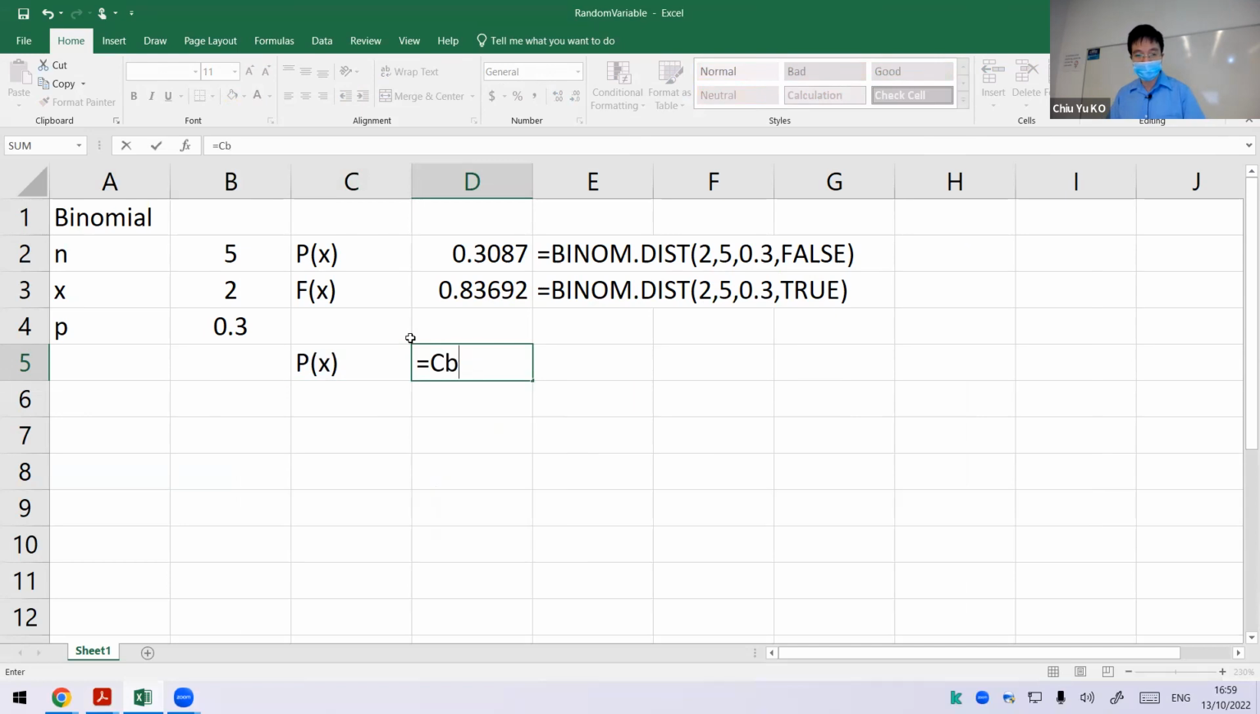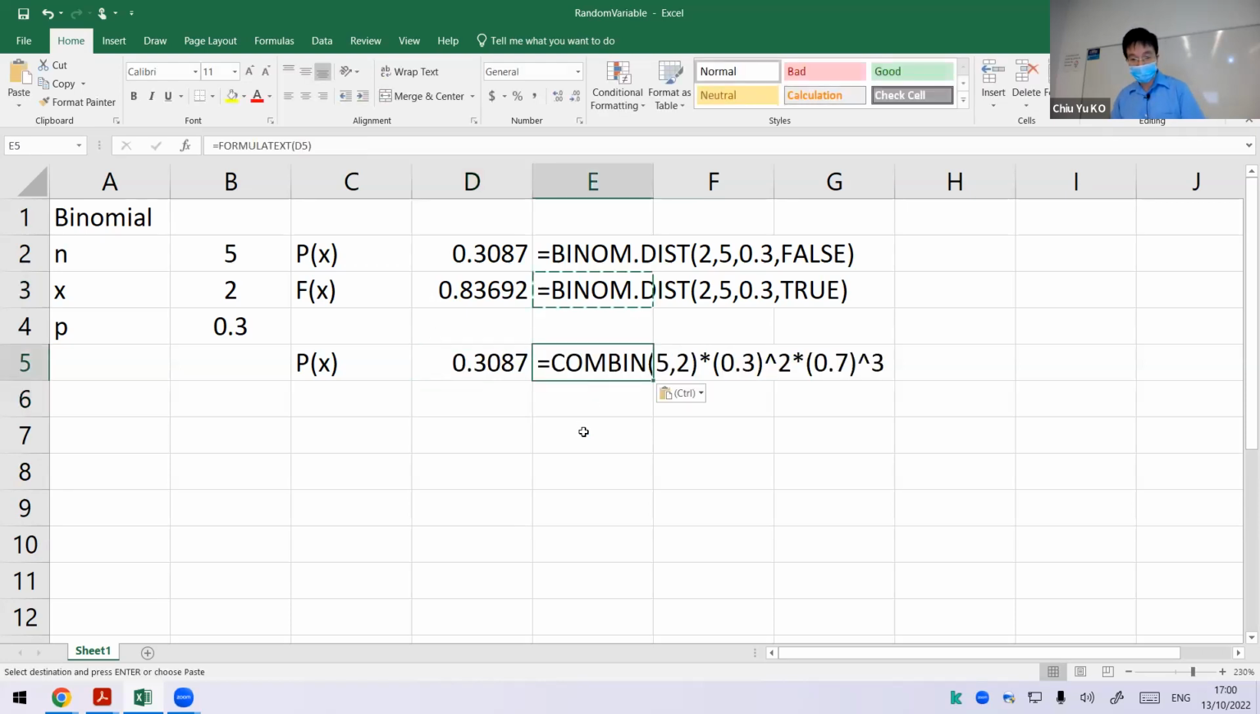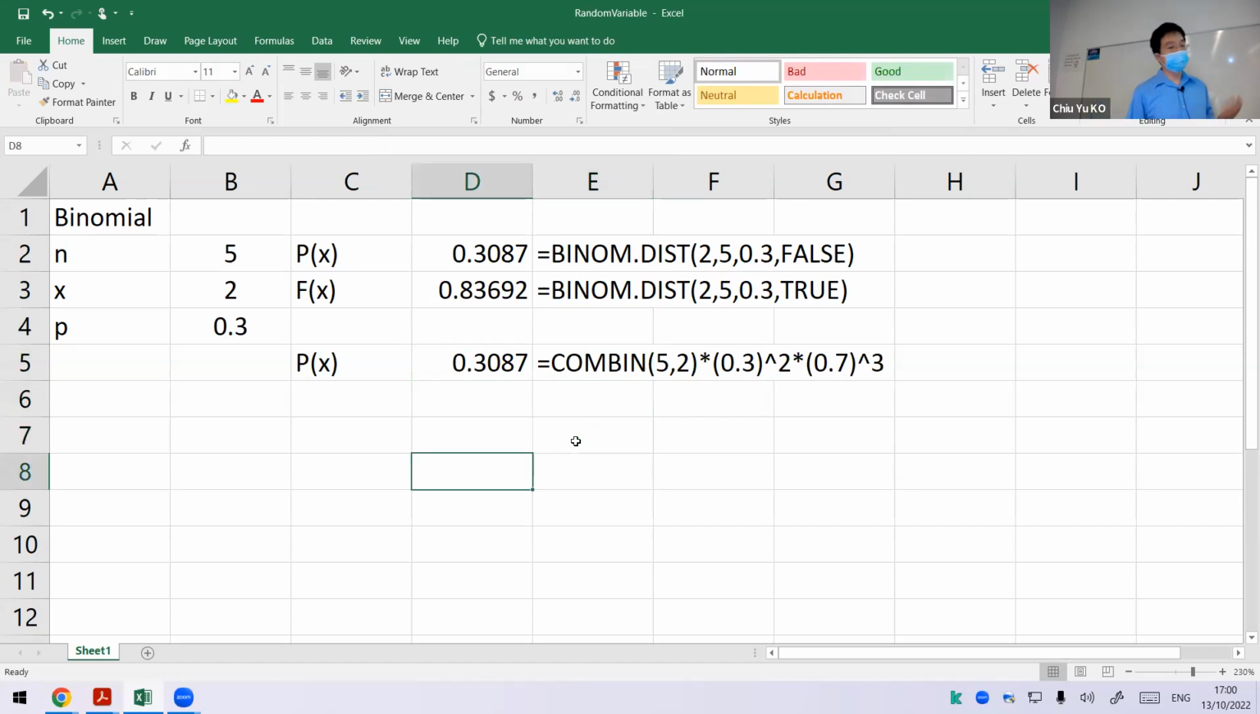NC2 is combination, right? 5 choose 2. And you multiply by p, which is 0.3, raised to the power 2, 2 times success. And 0.7 raised to the power 3. So that's the same answer. You can see this gives you the P. I hope this is clear what's going on. Is there a question?